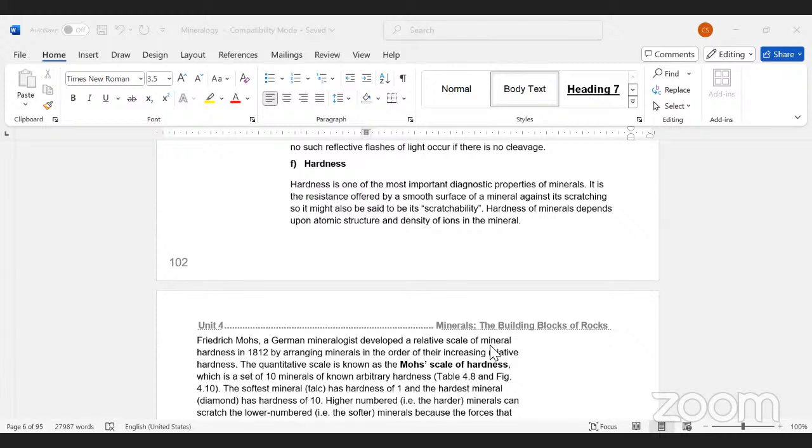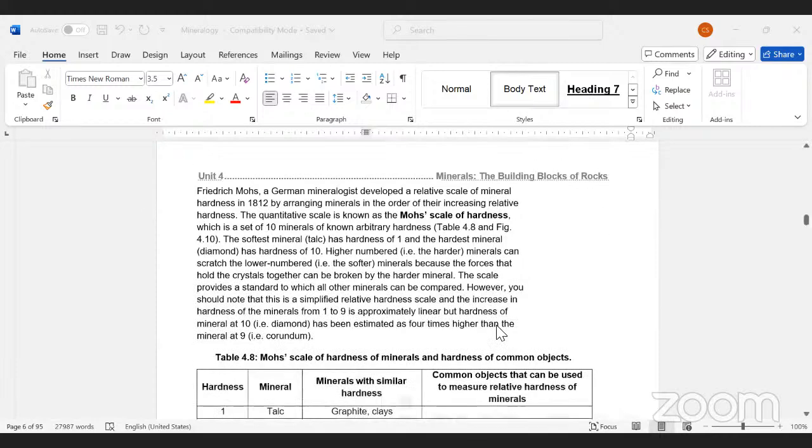The hardness of a mineral depends upon the arrangement of atoms, how the different atoms are arranged, and that is what gives the strength. Maybe the atoms are associating very closely, or sometimes they are not associating very closely. So automatically the hardness will depend on that.